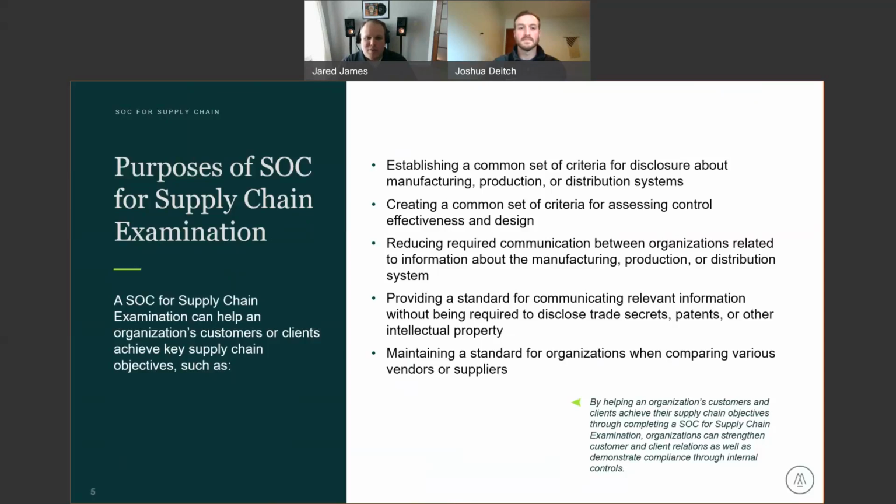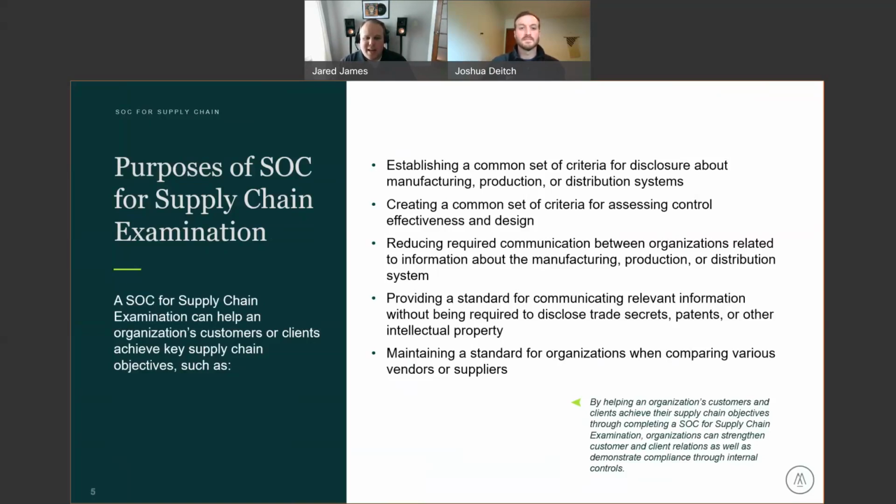You can get a lot of that information just directly through the report itself, as Josh was describing in that management description section. It also provides a standard for communicating relevant information without being required to disclose trade secrets, patents, or other intellectual property. Again, through that system description, there could be great information about your organization and how you handle risk without maybe disclosing some of those key parts of your business that are confidential.